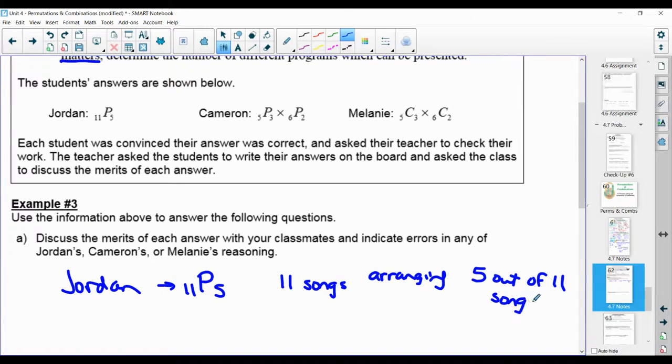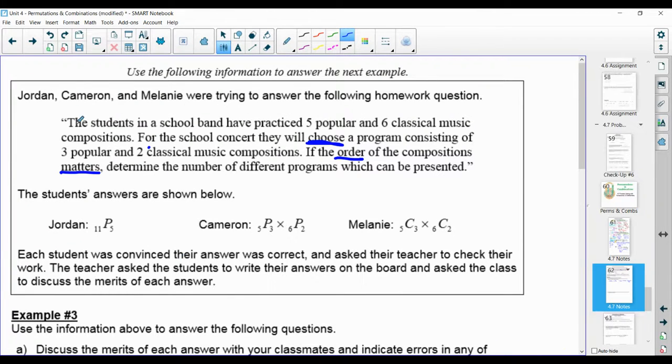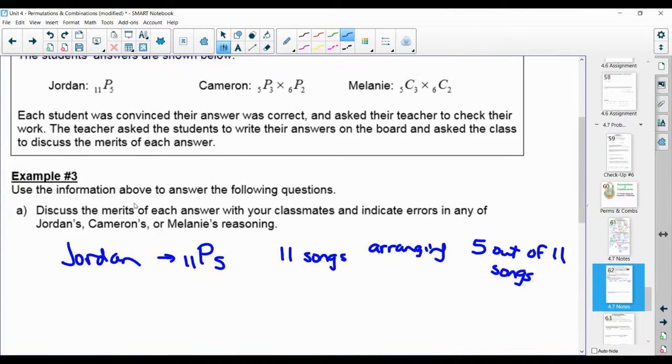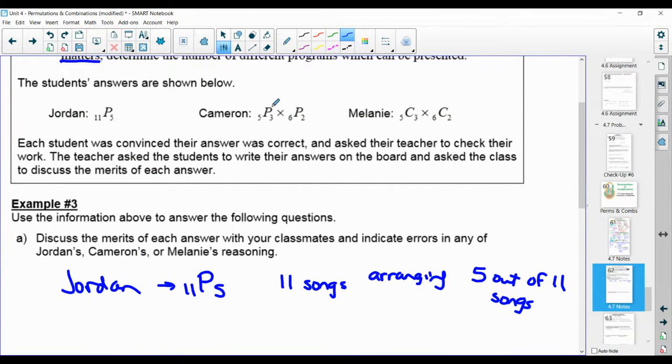So P would tell us that order matters, but if you look at what she's done and we look up at the questions, there's a 3 pop song and a 2 classical song that she hasn't considered. So Jordan is assuming that all of the compositions can be presented, and she hasn't considered the 3 popular songs and the 2 classical songs. Well, then what about Cameron?